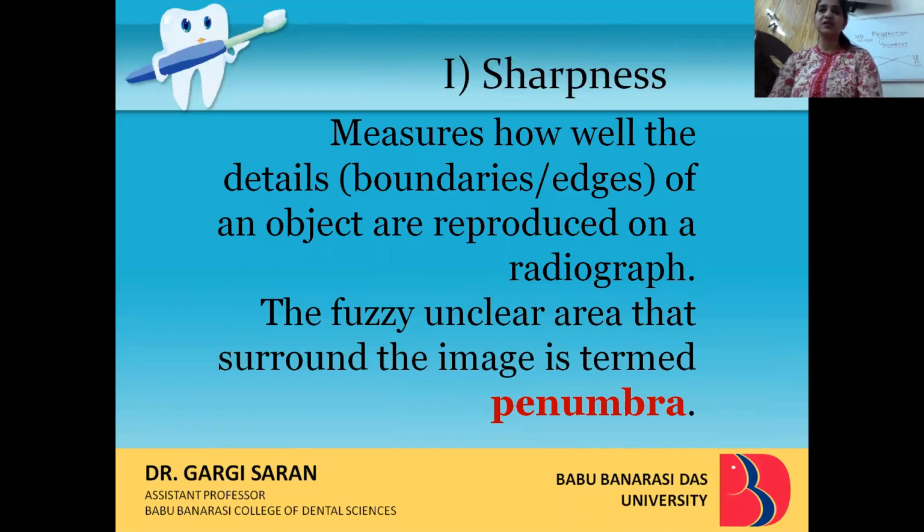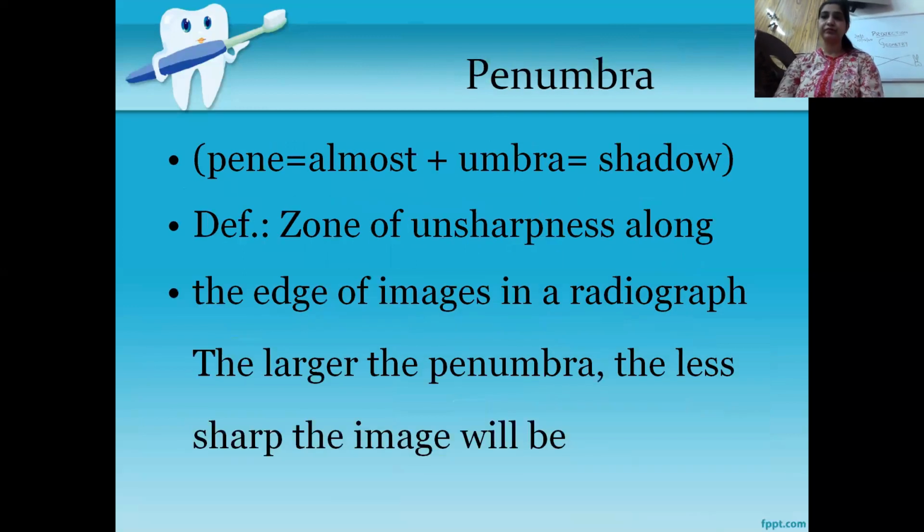Sharpness measures how well the details of an object are reproduced on a radiograph. The fuzzy, unclear area that surrounds the image is termed penumbra. So these are very important terms that we need to understand. Penumbra means pene, almost, and umbra means complete shadow. So the zone of unsharpness along the edge of the images in a radiograph, the larger the penumbra, the less sharp the image will be. So the zone of unsharpness along the edge of the images should be reduced, and it can be achieved by various factors that I'm going to discuss later in this chapter.